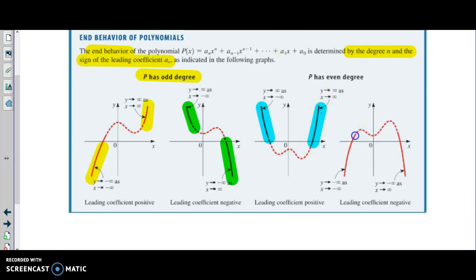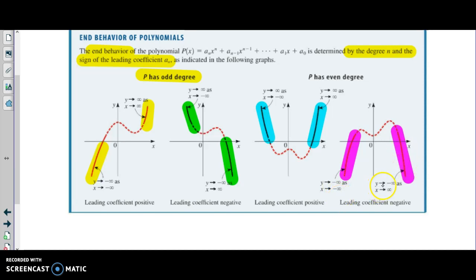The last one, notice how they're all facing downward. That means the leading coefficient is negative. This is dealing with even degrees. So y goes to negative infinity as x goes to negative infinity, and y also goes to negative infinity as x goes to infinity.